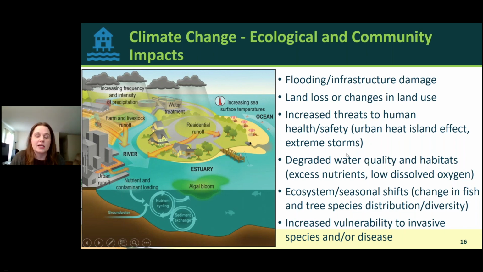And there's many different impacts that we're focused on right now with the Climate Resiliency Work Group. We're looking at flooding and infrastructure damage from sea level rise and from these extreme storm events, land loss or changes in land use. We're also looking at increased threats to human health and safety with this urban heat island effect and extreme storms, degraded water quality and habitats with excess nutrients and low dissolved oxygen, and ecosystem and seasonal shifts. How is that going to affect the fish and the tree species, distribution and diversity? And then is there going to be increased vulnerability to invasive species or disease?